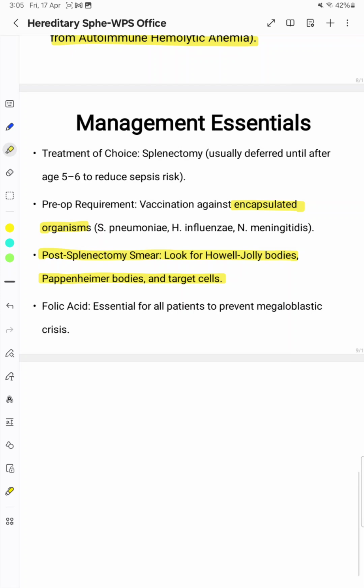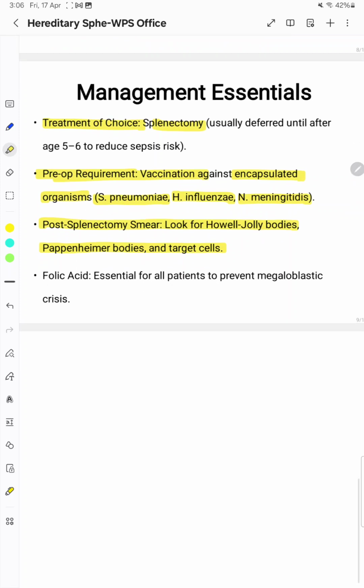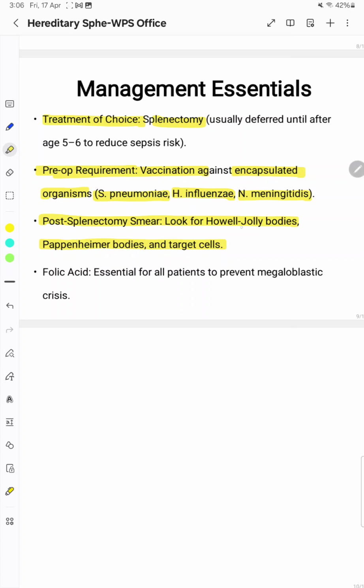Now on the treatment of hereditary spherocytosis, the treatment of choice is splenectomy, usually deferred until after the age of 6 years to reduce the chances of sepsis. Preoperative vaccination against encapsulated organisms like Streptococcus pneumoniae, H. influenzae and Neisseria meningitidis is advised. Post-splenectomy smear shows Howell-Jolly bodies, as we have discussed, and target cells. Folic acid supplementation is given to combat megaloblastic anemia.